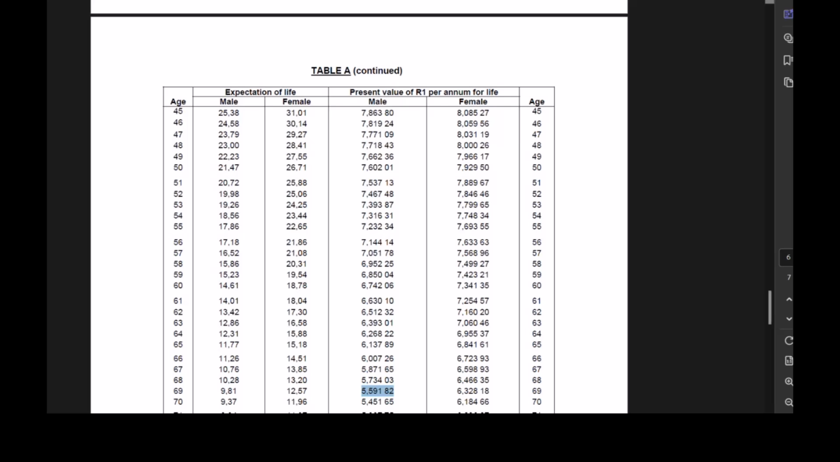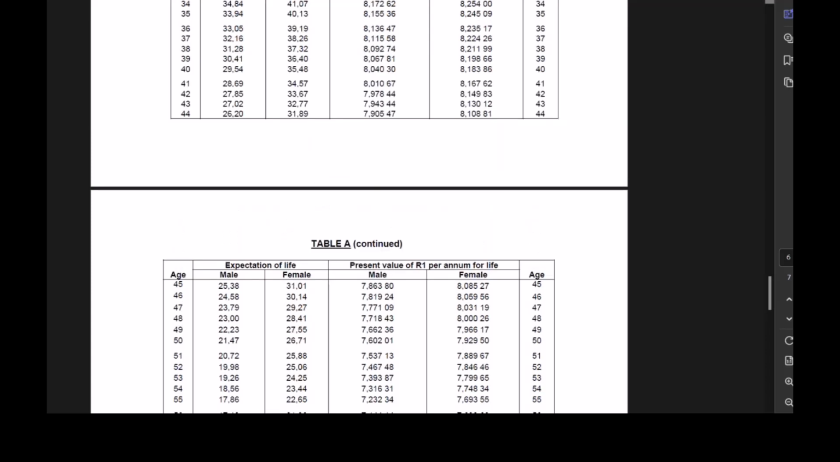And then for Jeanette, because she is, how old is Jeanette? She is, give me 2 seconds, let me go back. Jeanette is 40 years old right now. So on her next birthday, she'll be 41.